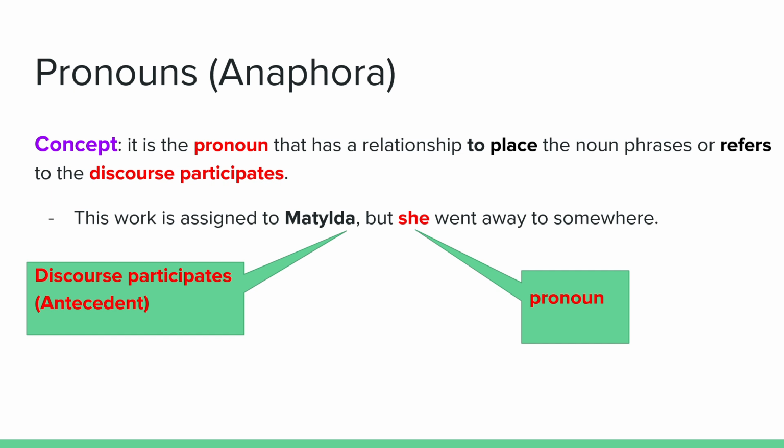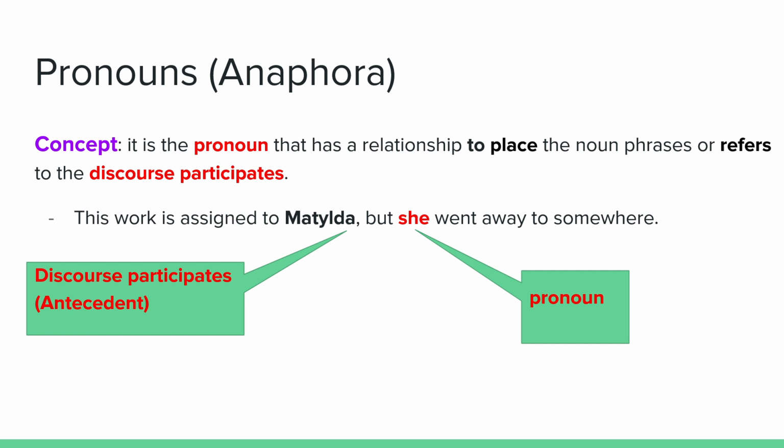First of all, let's look at the term pronouns. The term pronoun is one of the Anaphora types because it is the most used type of Anaphora. We are taking it sort of as a prototype of the Anaphora or representing type of the Anaphora. The concept of the term pronoun is that it has a relationship to replace the noun phrases or refers to the discourse participants.